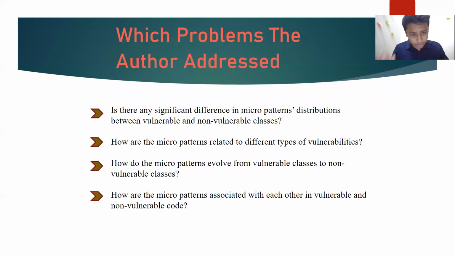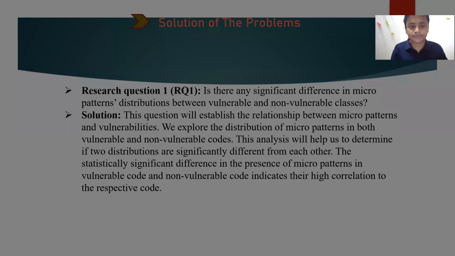Which problems does the author address in this research paper? Is there any significant difference in microfeatures' distributions between vulnerable and non-vulnerable classes? How are the microfeatures related to different types of vulnerabilities? How do the microfeatures evolve from vulnerable classes to non-vulnerable classes? And the last, how are the microfeatures associated with each other in vulnerable and non-vulnerable code?